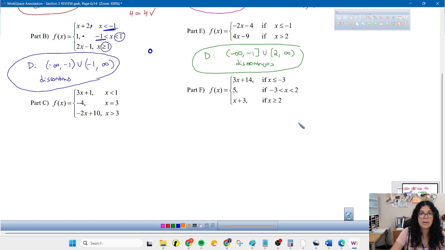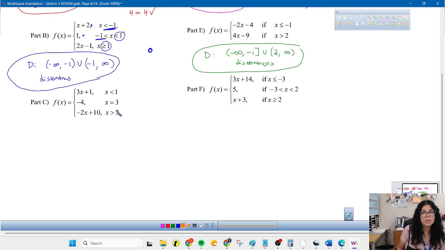All right, let's look at part C. Part C is another one where, based on the domain, we can tell this is discontinuous. We're going to use this one equation to the left of positive 1, from negative infinity till 1, with an open parenthesis because we're not including 1. And then we have this one that we're using at the x value of 3, and then we're using this one to the right of 3. So from 3 to infinity, we do have stuff, but there's nothing between 1 and 3. So this is discontinuous.